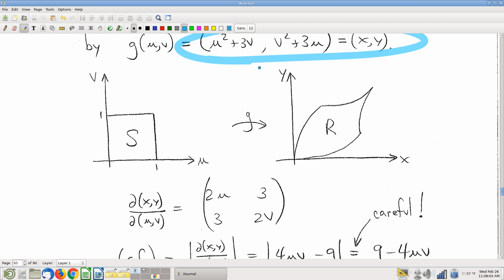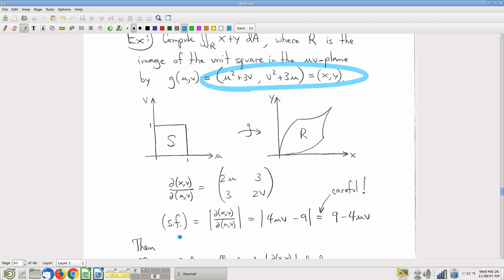I've got x and y as functions of u and v. This doesn't quite fit, does it? And here you go. Say it like that. You write down the Jacobian matrix. You take the determinant. I forgot to write determinant. Shame on me. Yeah, there you go. It's just algebra.